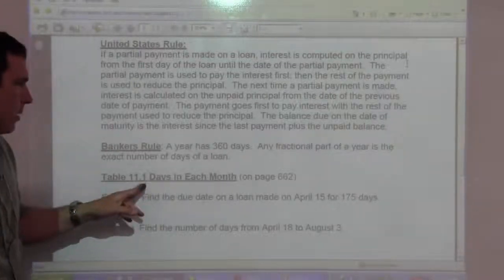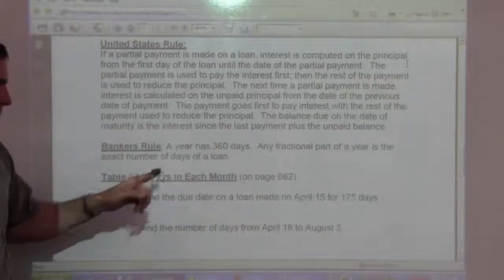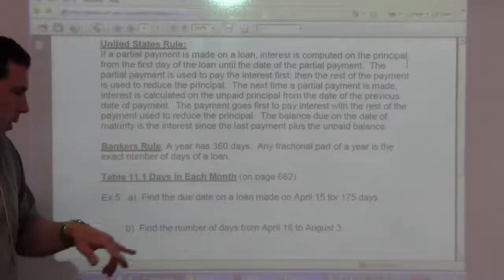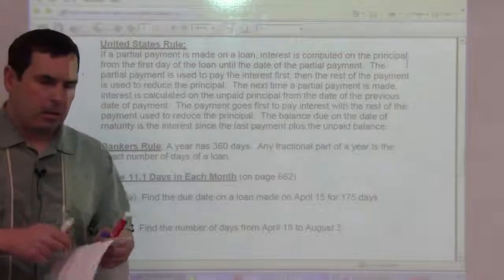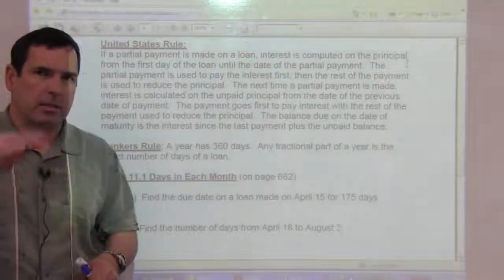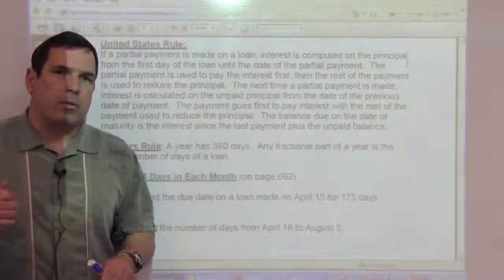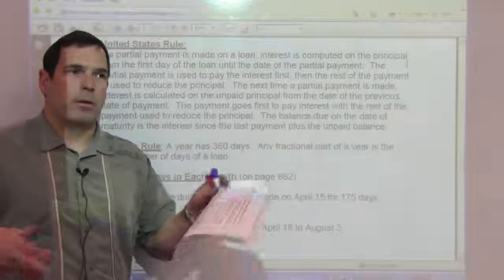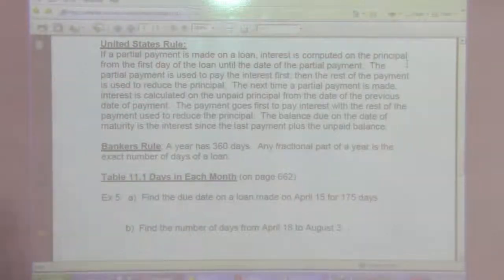Table 11.1 in the book has days in each month. Page, I don't know if it's page 662 anymore. But what I want to say is I have on my website a Julian calendar that has all the days for a leap year and for a non-leap year. The book one only has it for non-leap years, and you have to add the 1 in. And so then you have the rule, if it's after February 28th, you got to add a 1 to every day. So let me show you what that looks like.